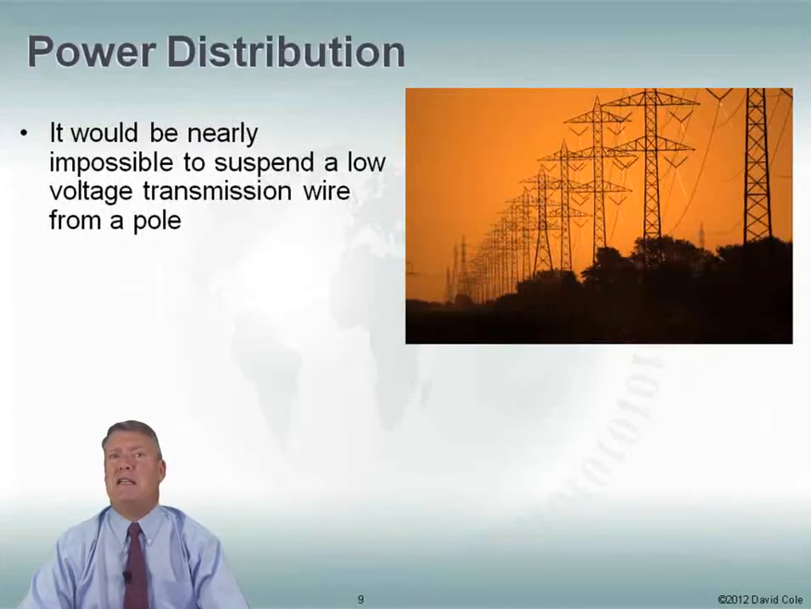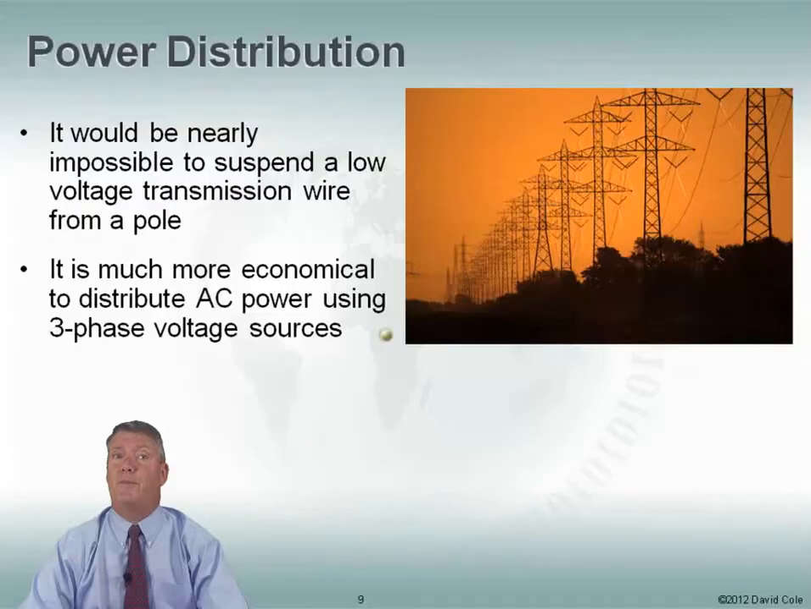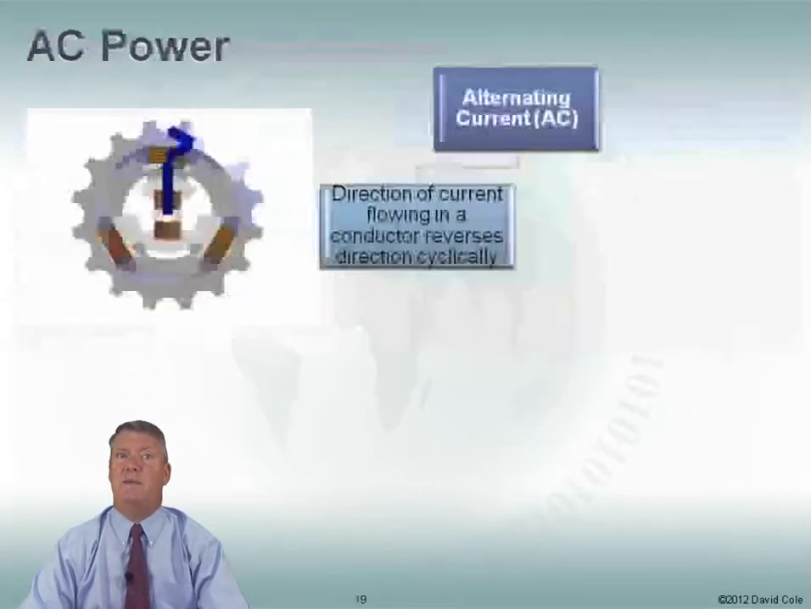It would be nearly impossible to suspend a low voltage transmission wire from a pole. So as we're driving down the road and we look at those big electric wires on the side, those run at very, very high voltage. They have to because they need to be at as low an amperage as they can. Otherwise, the wires would be very, very big and they wouldn't be able to even suspend those. Also, it's much more economical to distribute alternating current AC power using three-phase voltage sources as opposed to single-phase. And we're going to talk through what single-phase is versus three-phase.